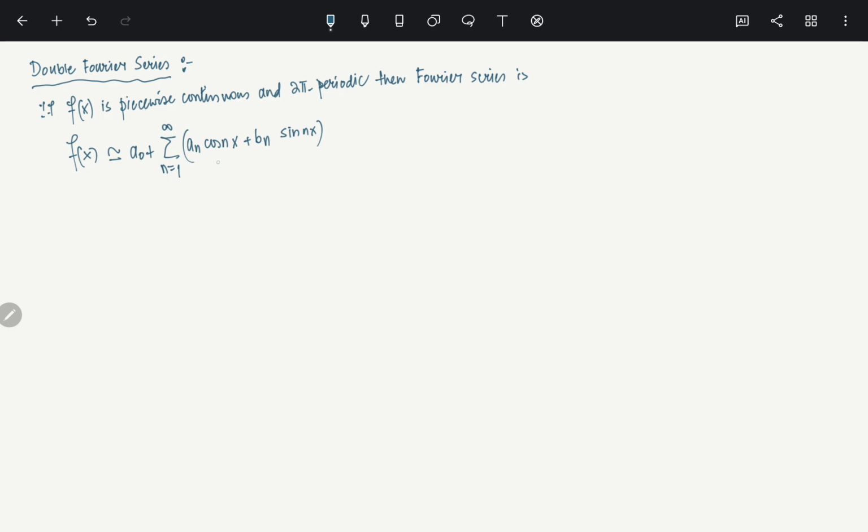These are basically 1 by pi integral from minus pi to pi, since it is a 2 pi period, of cosine mx times f of x dx. Those things are there, but you already know this. We are not going to talk about it. Essentially the a n's and b n's are the Fourier coefficients of f.